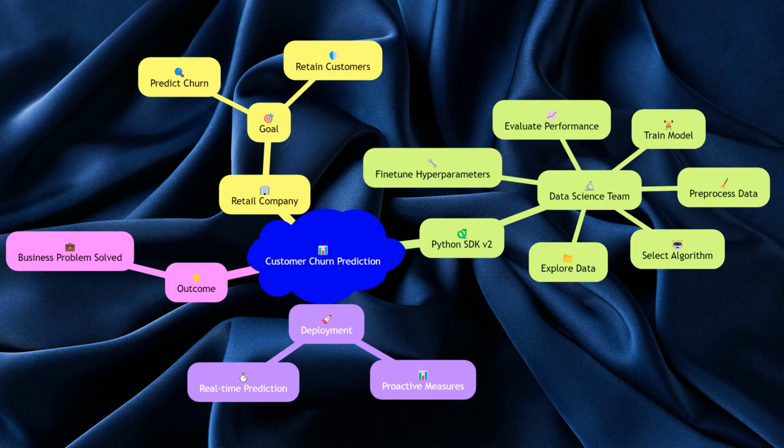To illustrate the concepts discussed, let's explore a real-world case study. Imagine a retail company that wants to predict customer churn. Using Python SDK v2, the data science team starts by exploring customer data, pre-processing it, and selecting a suitable algorithm. They train the model, evaluate its performance, and fine-tune hyperparameters. Once satisfied, they deploy the model to predict churn in real time, enabling the company to take proactive measures to retain customers. This case study demonstrates the practical application of Python SDK v2 in solving business problems.